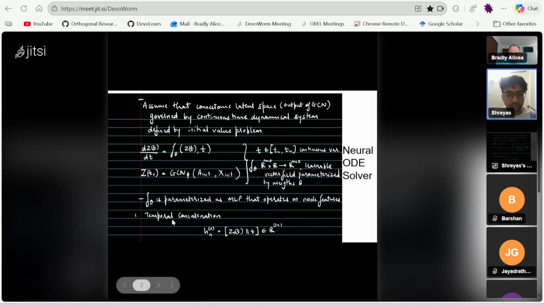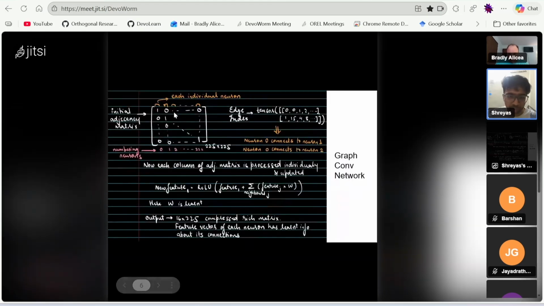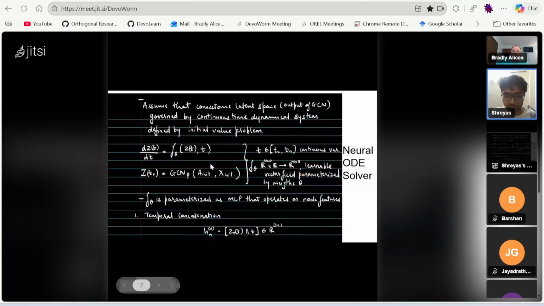The first step is temporal concatenation. Since time is the important factor here, I'll concatenate temporalness into each of the vectors. So if this is my Zt, this is my Z0t, Z1t, Z2t, and so on. I guess I should have written the notations in a clearer way, but my bad.